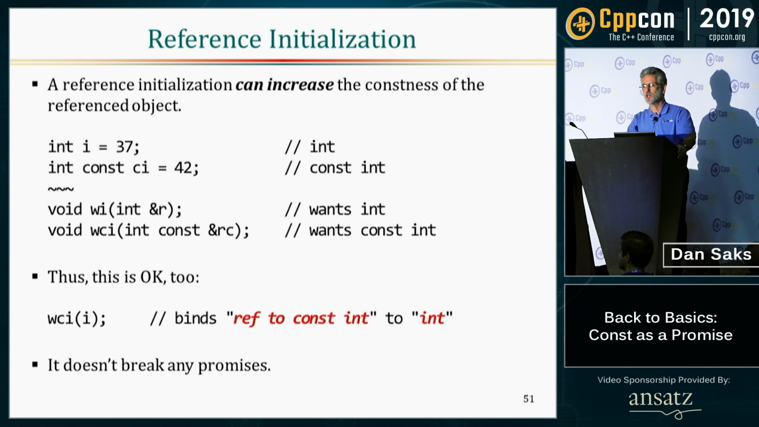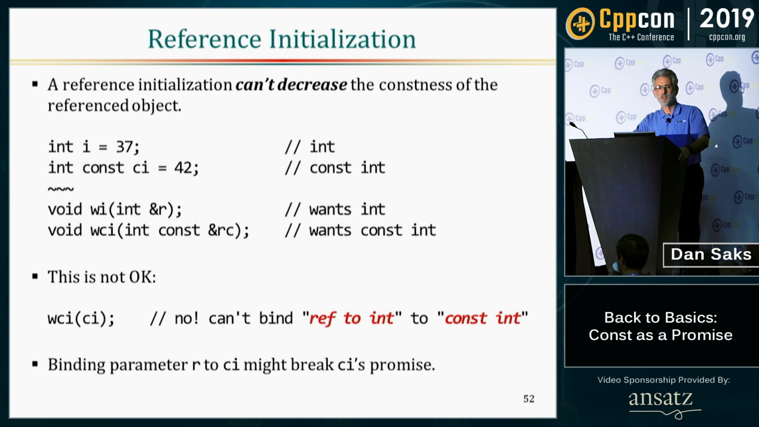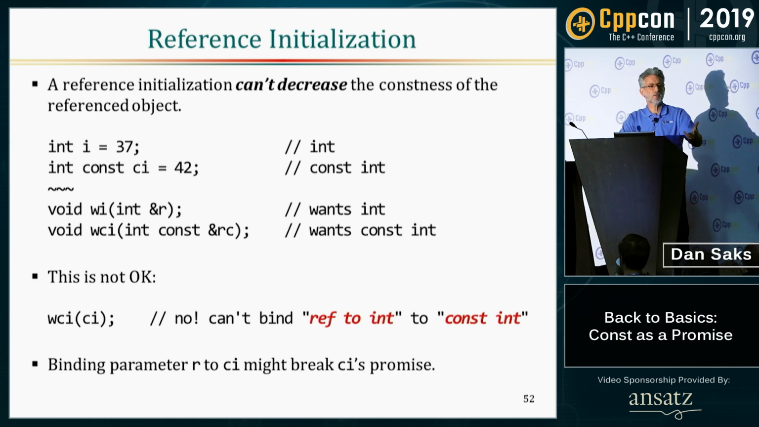No promise broken there. But if I try to take the constant integer and bind a reference that's not a reference to a non-constant integer, that's trying to strip it away. The compiler will not be happy with that.